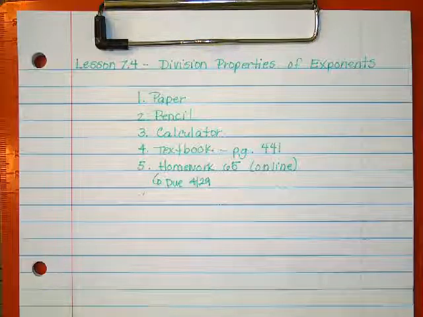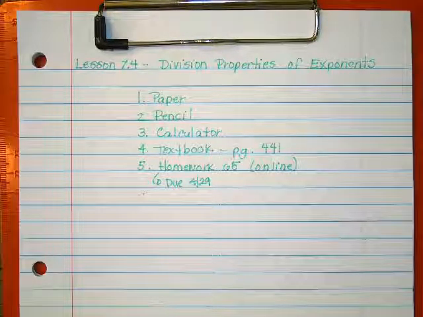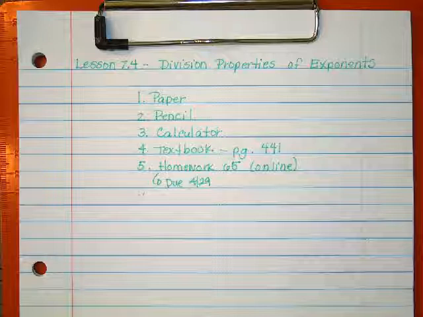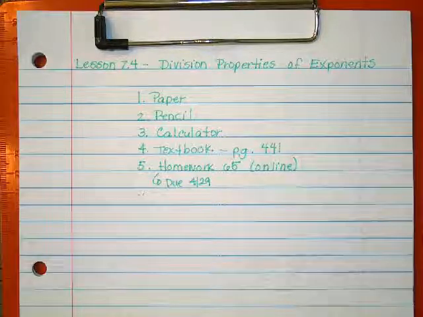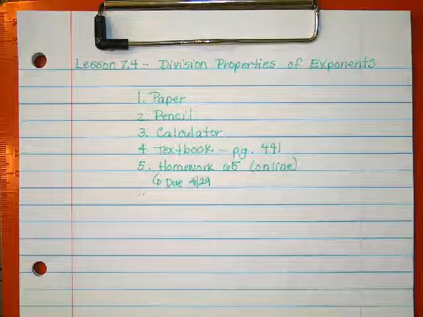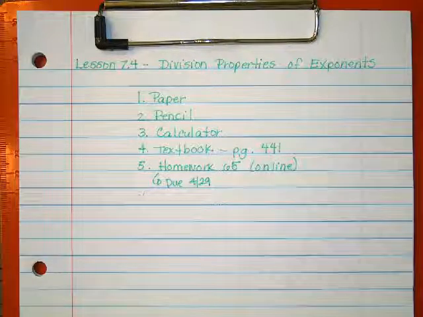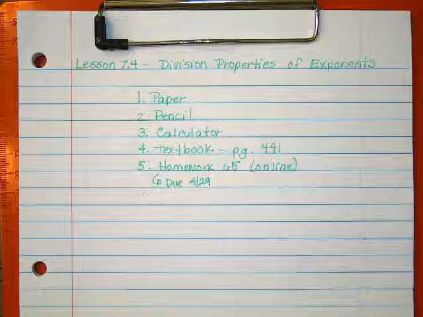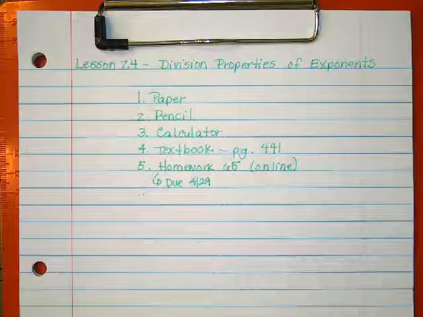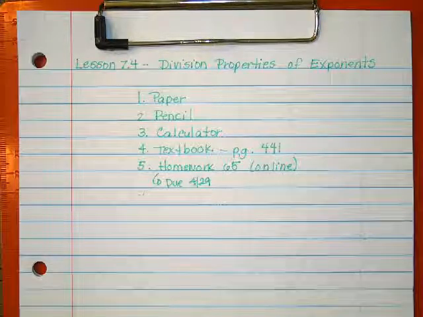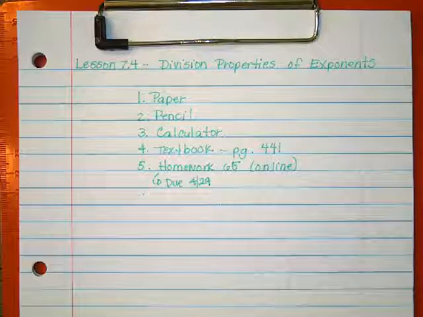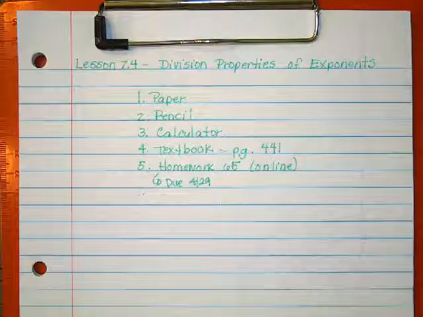So for today, you're going to need paper, pencil, calculator. Again, you can use the calculator.net textbook. We're going to be on page 441, and then homework 65, which will be online, and again, that'll be due on Wednesday, April the 29th. So please, again, make sure you are using your time wisely because you have a test on Friday, so you cannot lag and get behind this week.